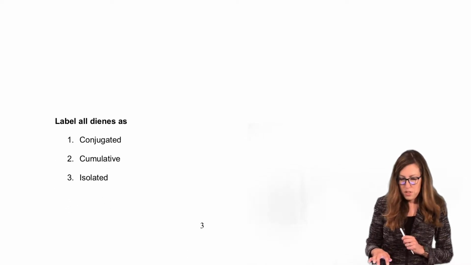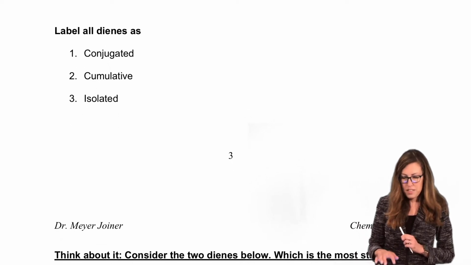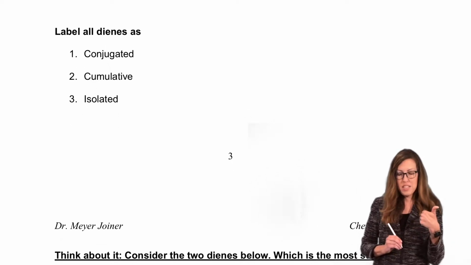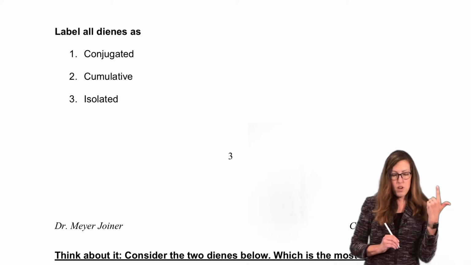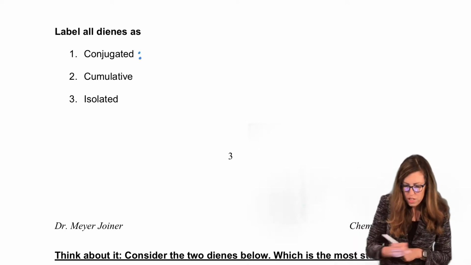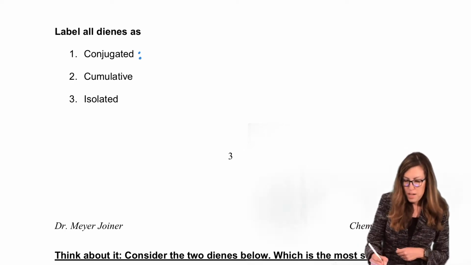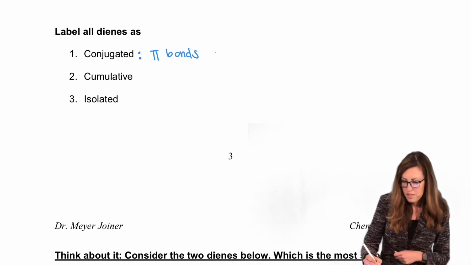I want you to find all the dienes in there and then label those dienes as either conjugated, cumulative, or isolated. Let's just refresh what conjugated means if you have a diene. The 2 pi bonds in the diene, because there's 2 of them, will be separated by one sigma bond, and only one.